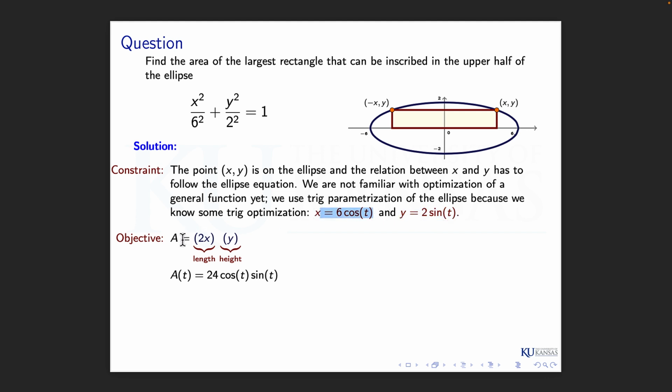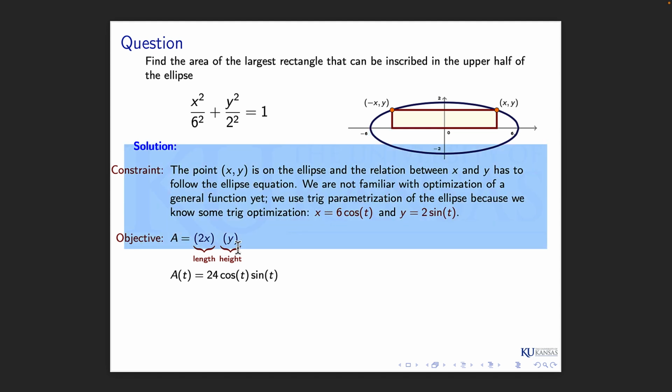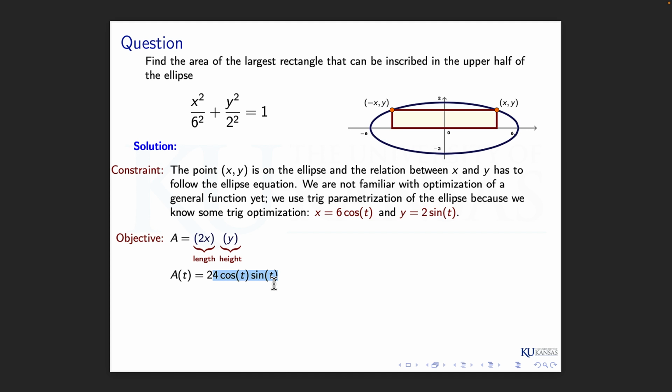And then the objective function is obviously, the height is y in here, and the length is 1 x here and another x over here, so 2x. So 2xy is the objective. Now create the objective function in terms of one variable by replacing x equal to 6 cosine t and y equal to 2 sine t, and you get 24 cosine t sine t.